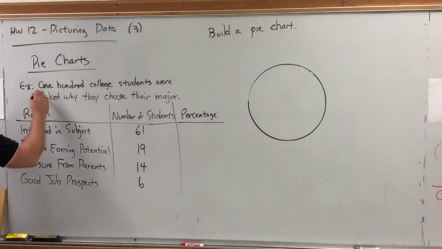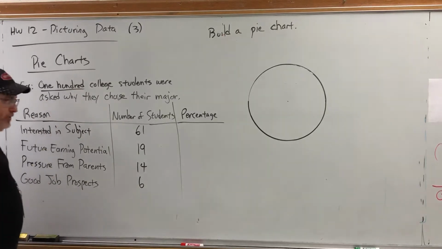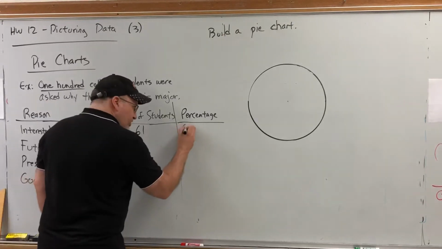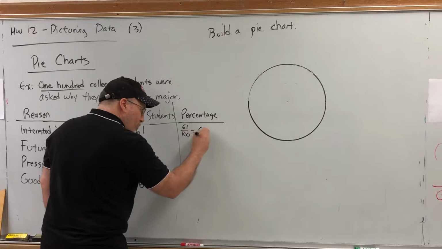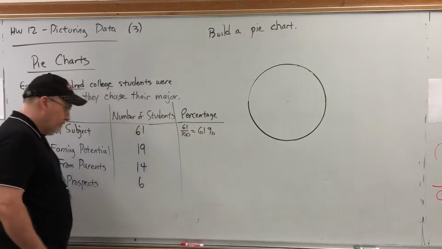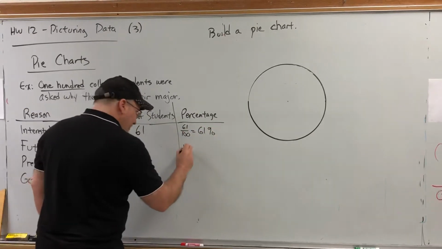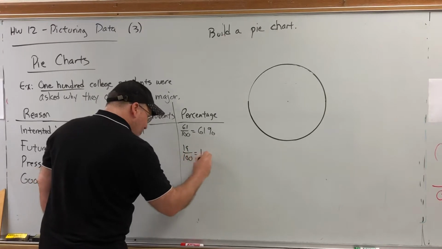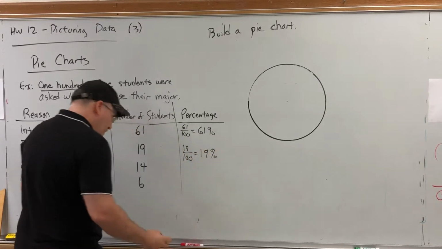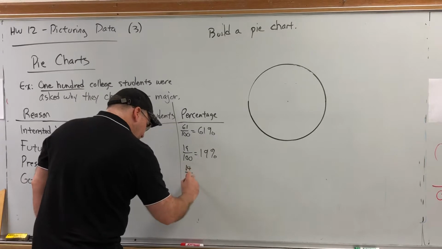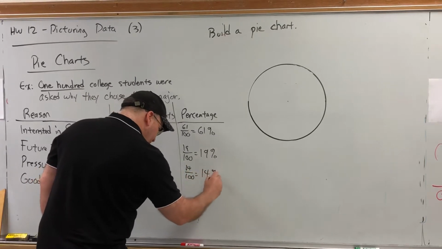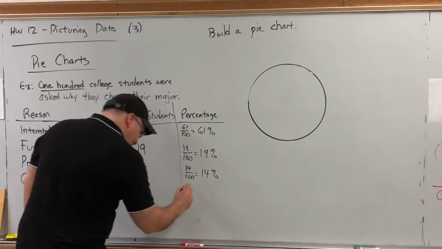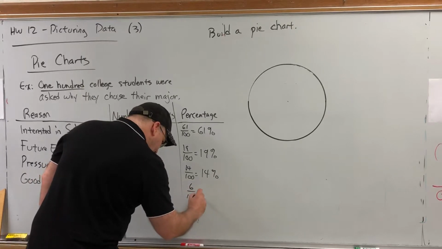This is out of 100, which is going to make the calculations pretty trivial. 61 out of 100 is 61%. 19 out of 100 is 19%. 14 out of 100 is 14%. And then 6 out of 100 is 6%.